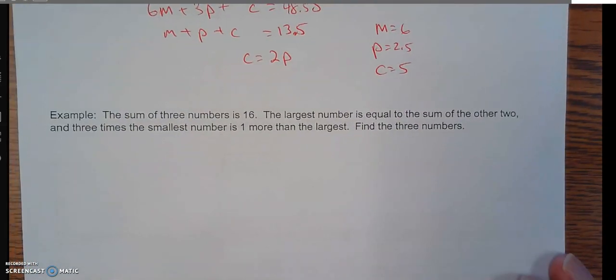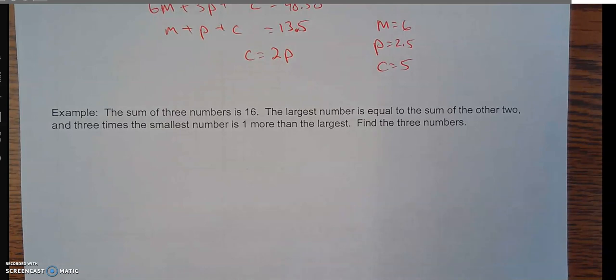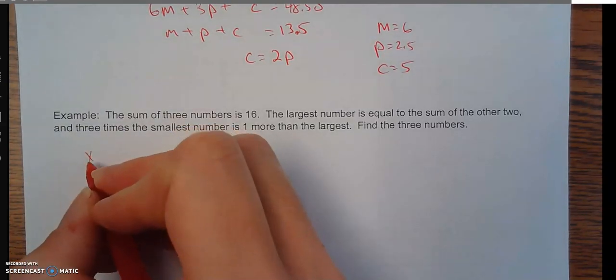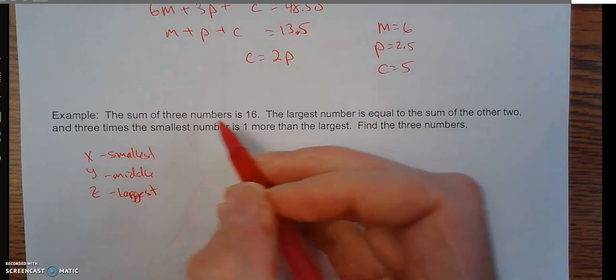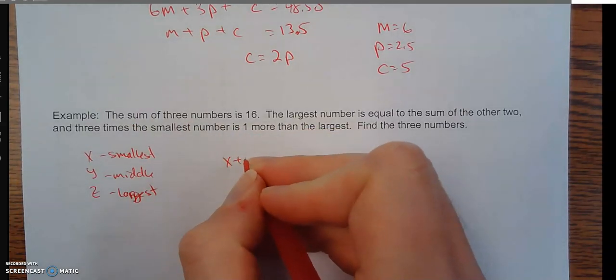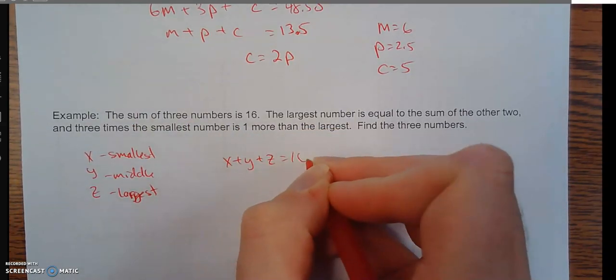Okay, last question. The sum of 3 numbers is 16. Now, in here we've got a larger number and a smaller number. We want to kind of put them in order. So we could just say X, Y, Z, X being the smallest, Y being the middle number, and then Z being the largest number. So the sum is 16. So X plus Y plus Z equals 16.